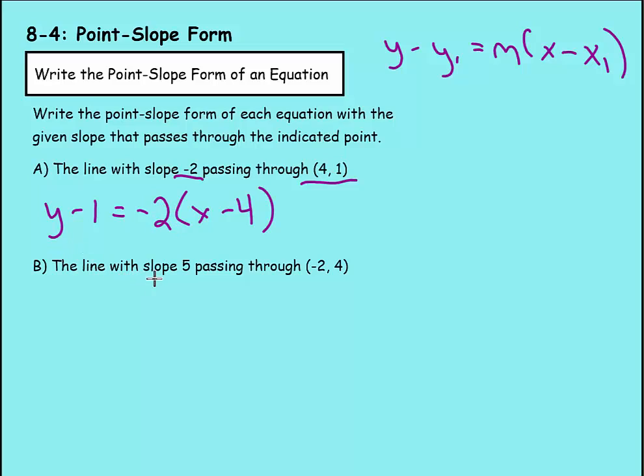Now we need a line with a slope of 5 passing through negative 2 and positive 4. So if we do y minus y1, that'd be y minus positive 4, so y minus 4, equaling the slope of 5 times x minus x1, so x minus negative 2. Then we could turn minus negative 2 into plus 2 here. So this would be our point-slope form equation.